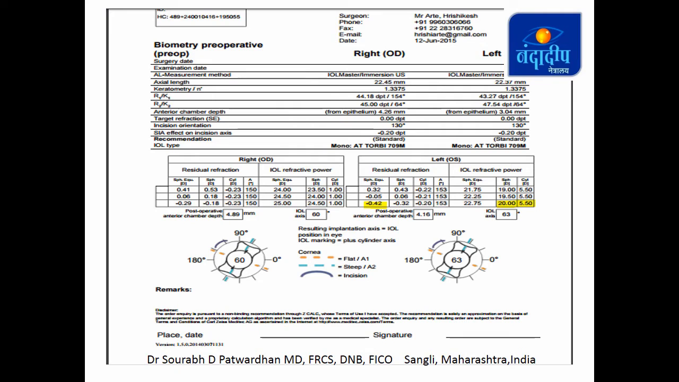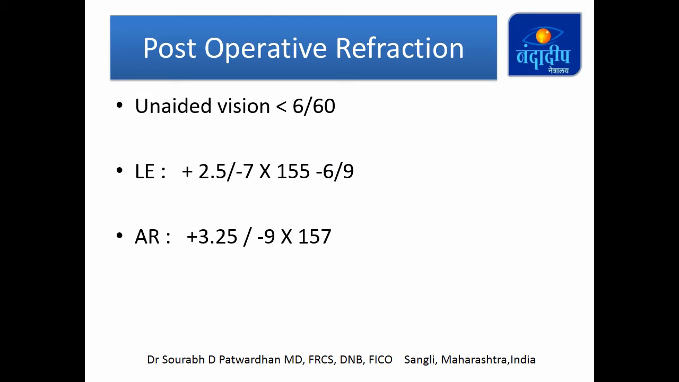We fed all these measurements into the online calculator. I was planning to have her on the myopic side because this was her non-dominant eye. So I selected the spherical equivalent residual refraction to be around minus 0.42, and we decided to go ahead with a 20 diopter plus 5.5 cylinder IOL. The surgery was uneventful and I was expecting a good visual outcome, provided that there was no dense amblyopia.